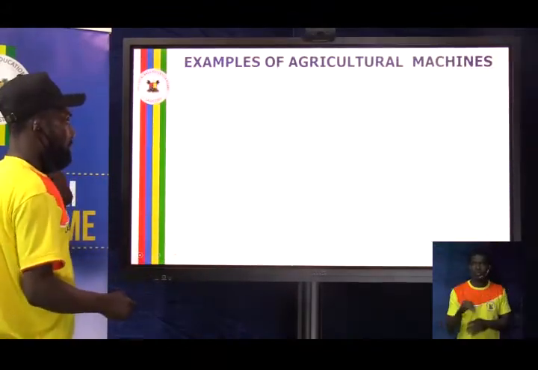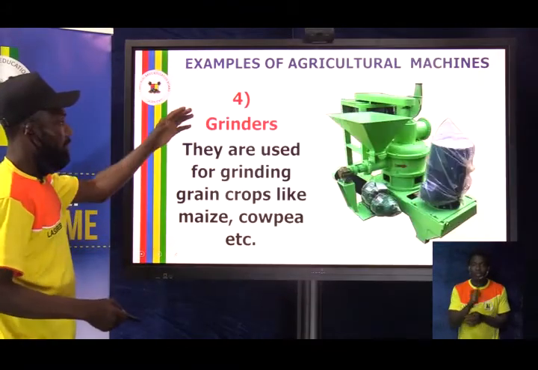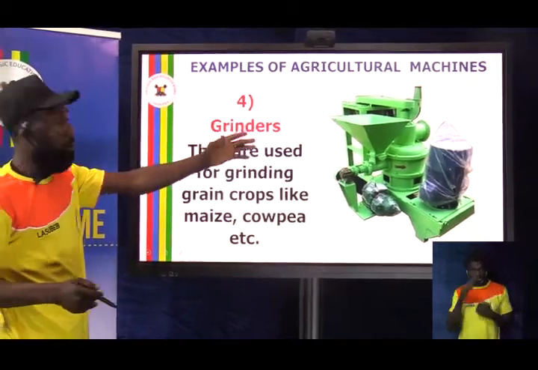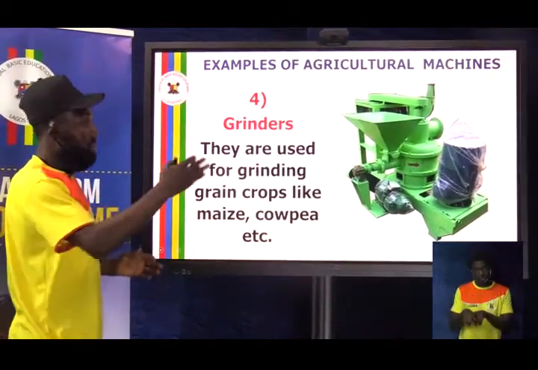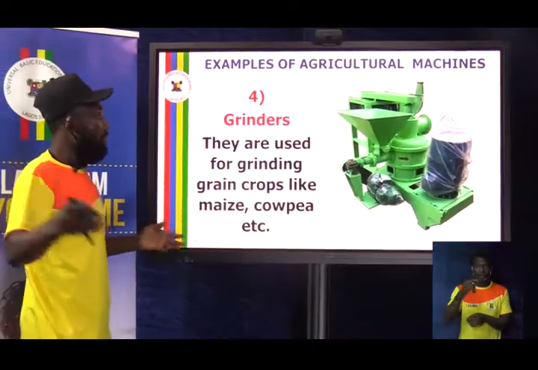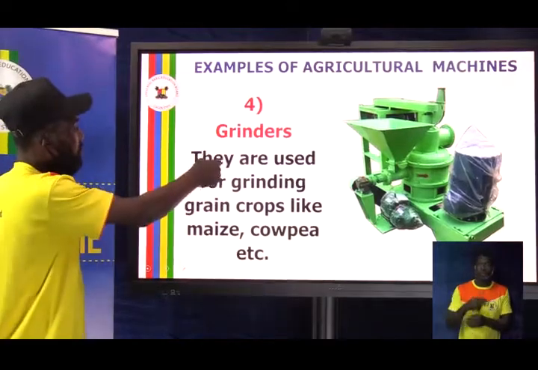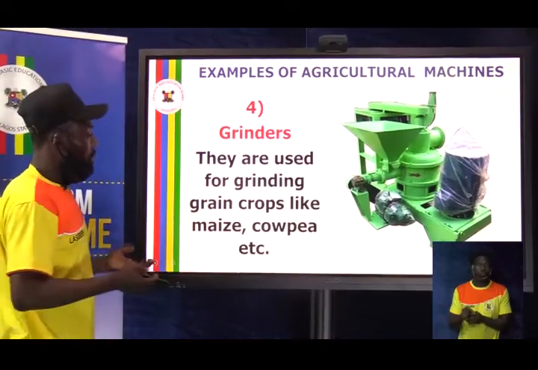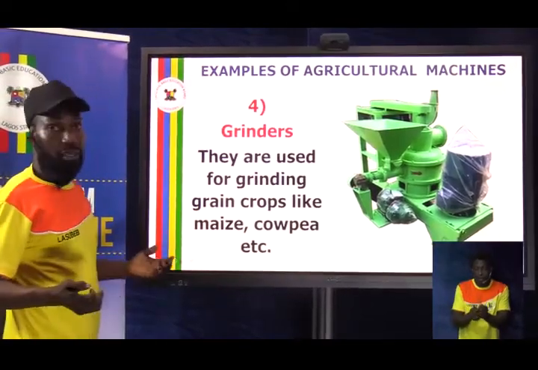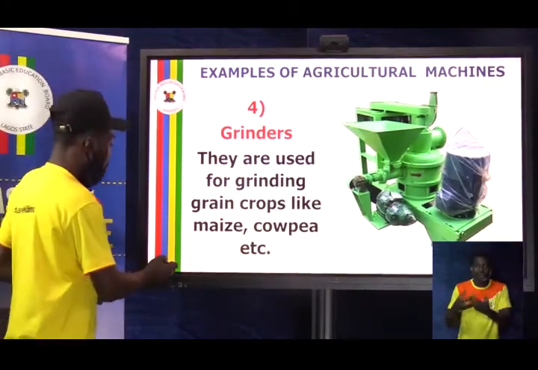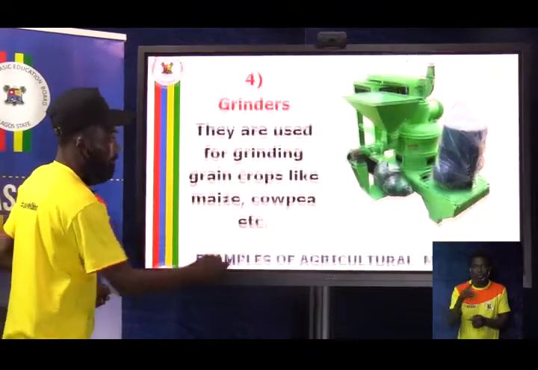Moving on to the next example of agricultural machine, and that is grinders. Grinders, I think you are very familiar with these. An example is the grinding machine you use in grinding your pepper. You can see the picture here. So we use grinders for grinding grain crops like your maize and your cowpea. That's what we use grinders for.